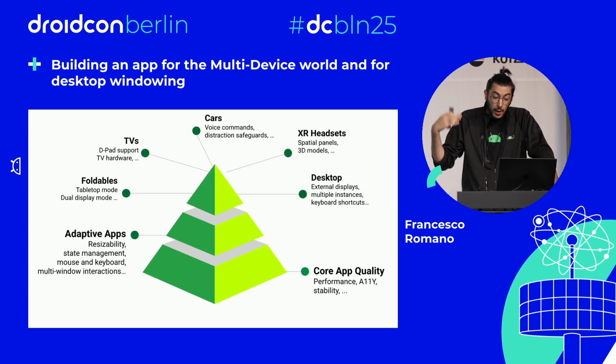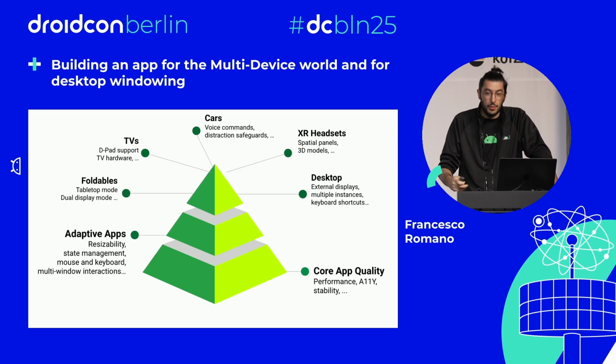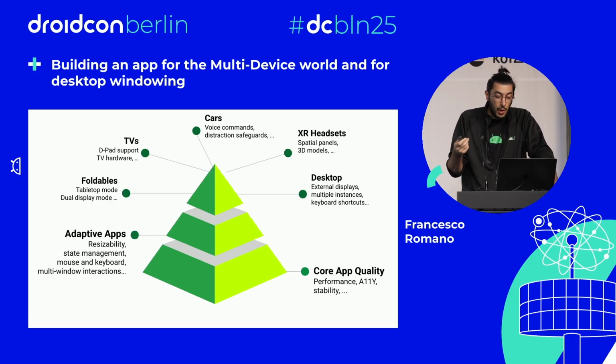But if you want to optimize even further, you can still create even better user experiences by leveraging the unique qualities of each form factor. For example, you can optimize your app for the different postures of a foldable device. You can add support for spatial panels in XR headsets. You can deliver a truly desktop experience by supporting external monitors, multiple instances, and advanced keyboard shortcuts.